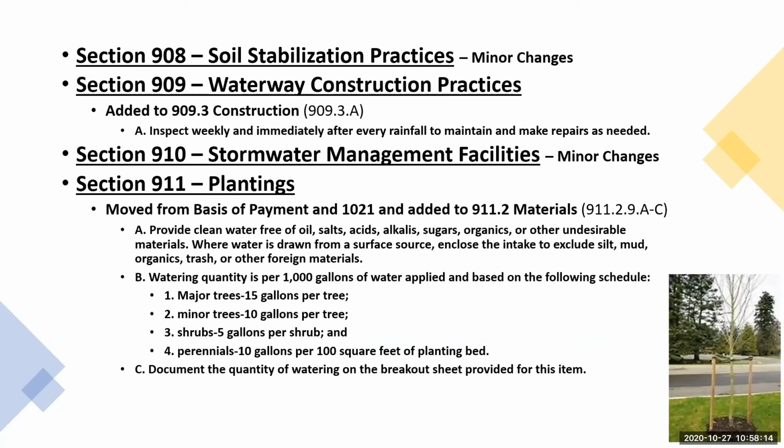And under 911 plantings, in the 2016 spec, specifically with regard to watering, it referenced you to 1021, which was water for Portland cement concrete. And also the watering requirements were in the basis of payment. And now everything is just brought up into the materials section and is very clear and listed there for anyone to see. Also, it requires the documentation of the watering and a breakout sheet.